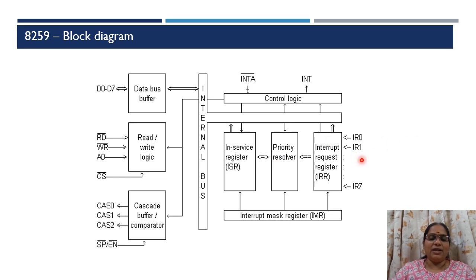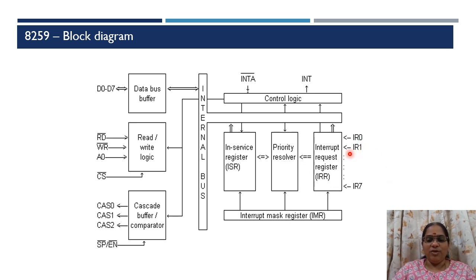So if a particular interrupt has occurred, you give the interrupt request to the priority resolver. It is the responsibility of the priority resolver to check whether the particular interrupt is masked or if it has the highest priority. If two interrupts are coming at the same time, let us say IR1 and IR2, we have already set IR1 as the highest priority.